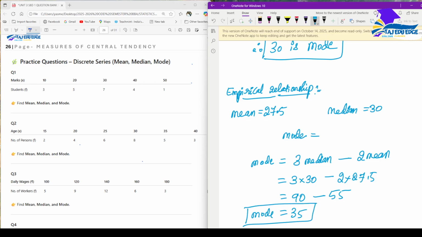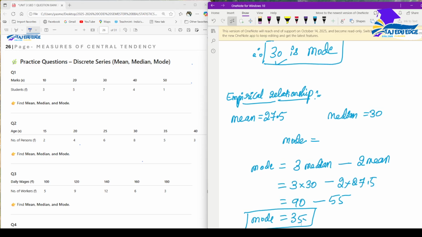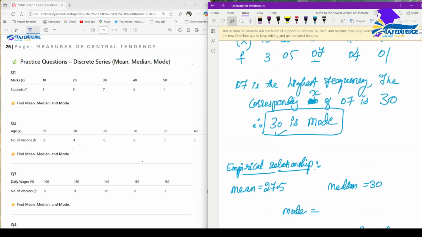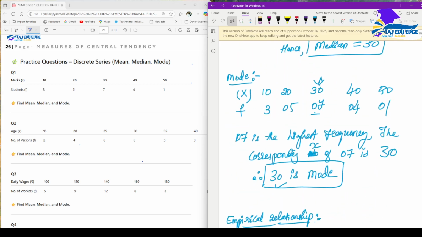Empirical relationship gives an approximate value, not necessarily the exact value. But here you can observe 30 is the mode and 35 is given here, somewhat nearby with each other, right? So that is what we call it as a mode. We can use empirical relationship also, but I just taught you how it is used here, but it is not necessary you need to calculate mode like that. You can calculate mode using this.